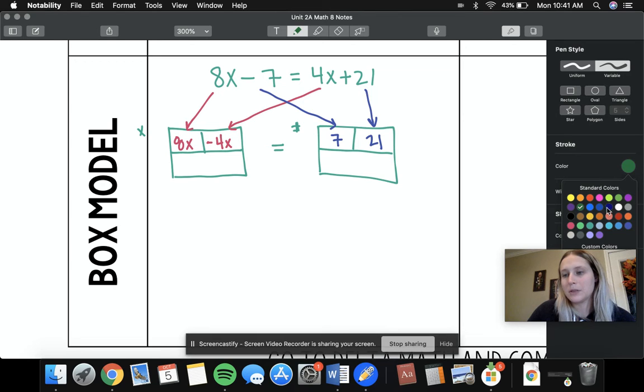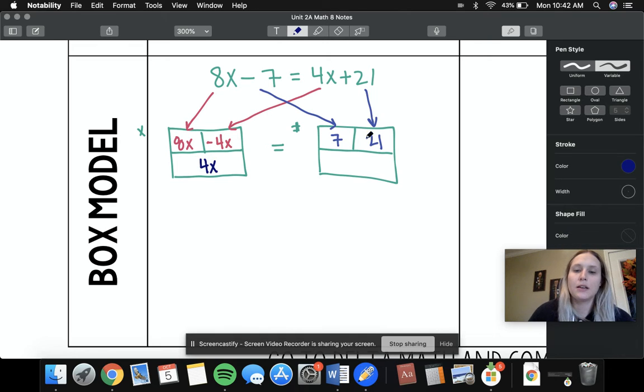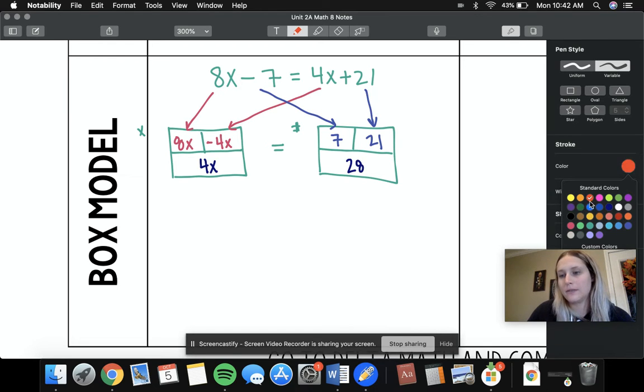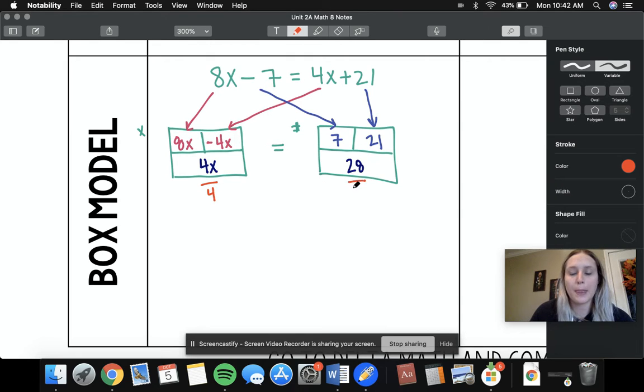So then from here, we are just going to combine like terms. This is 8x and negative 4x, which would make 4x's. We have 7 and 21, which would make 28. And then finally, we have 4x's, so we're going to divide by that 4, and x equals 7. So the process is still the same. We're basically getting the variables on one side. You'll notice that you still get the same exact answer. This is just a method if you guys like it.